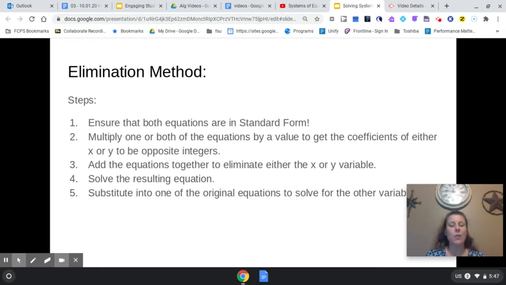Step number two, we're going to multiply one or both of the equations by a value to get the coefficients of either x or y, it doesn't matter, to be opposite integers. Step number three, we're going to add those equations together, and this is going to eliminate either the x or the y variable. Step number four, you're going to solve the resulting equation. And then step number five, we want to substitute that value back in to one of the original equations to solve for the other variable. I know that sounds like a lot right now, guys, but as we walk through our examples, hopefully those steps will become clear. All right, let's take a look at our first example.